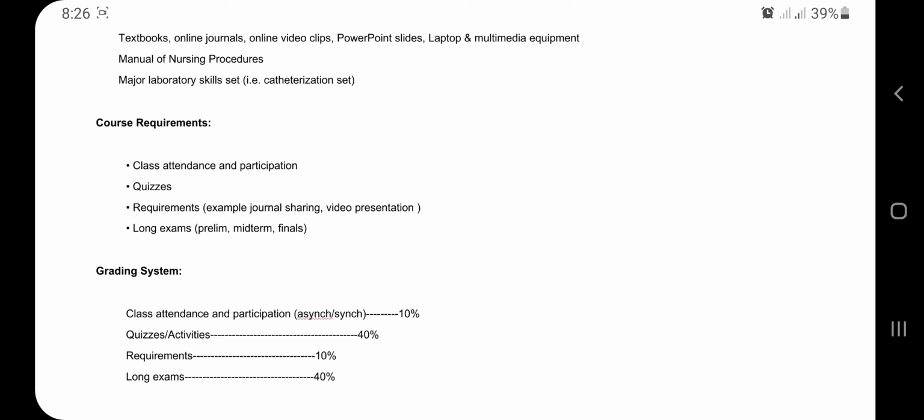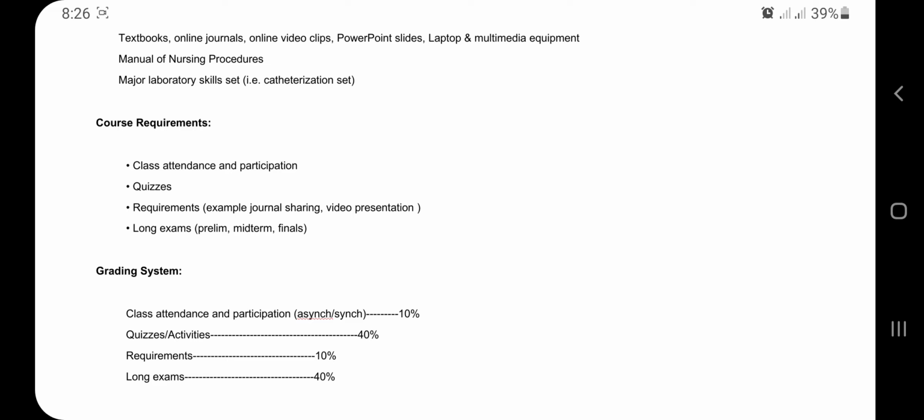We have also quizzes or activities. Pwedeng magbigay ako ng mga activities day-to-day or depende. Okay, pwedeng isa for prelim, dalawa for midterm, and then tatlo for finals, depende sa division.